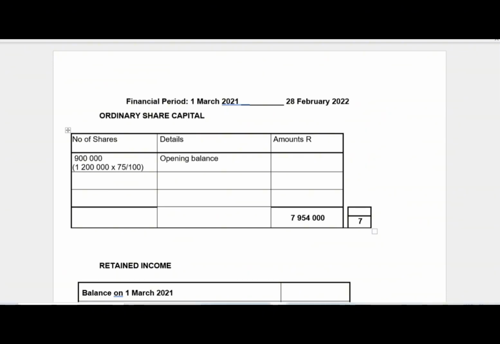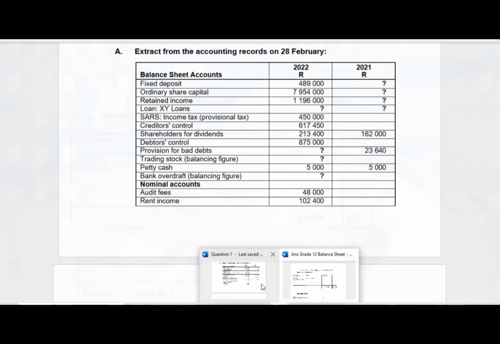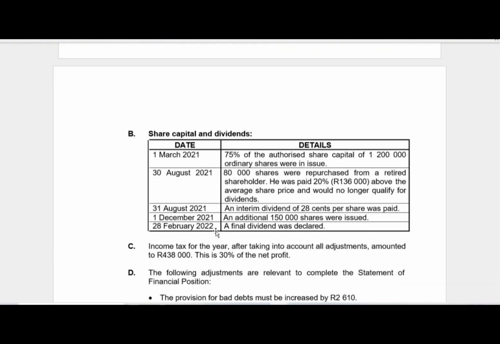So now I want us to go to additional information number 2, on the 30th of August. They say 80,000 shares were repurchased from a retired shareholder. He was paid 20%, which is 136,000, above the average share price, and would no longer qualify for dividends. So these shares are no longer qualifying for dividends. It means we need to minus the repurchase.